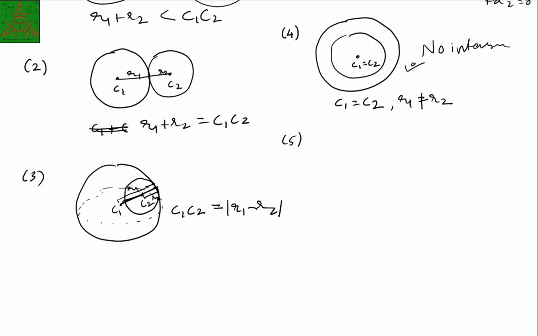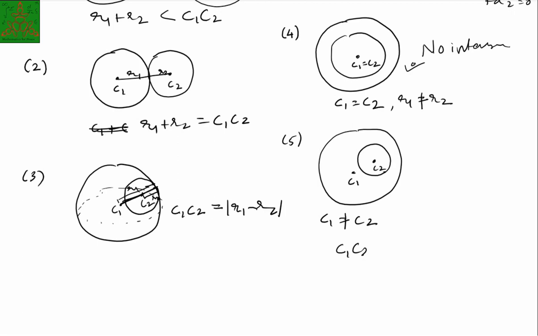The fifth possibility is that the centers are not the same, but one sphere lies inside the other. There is one center, there is another center. So C1 is not equal to C2, but one sphere lies inside the other sphere. This is the situation where C1C2 is less than modulus of R1 minus R2. So in this situation, there is no intersection.